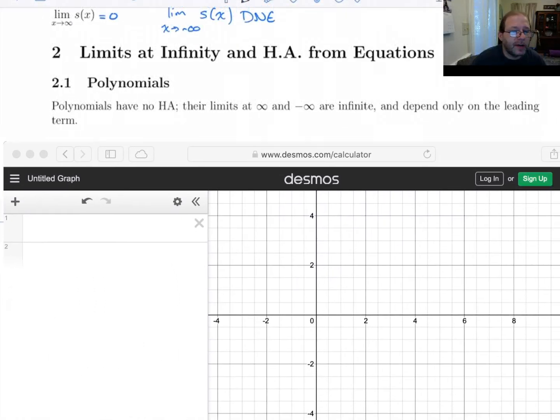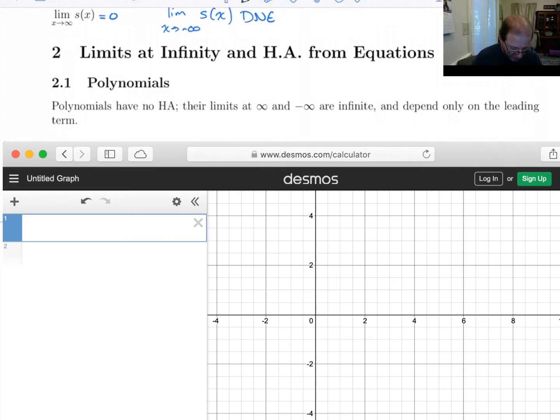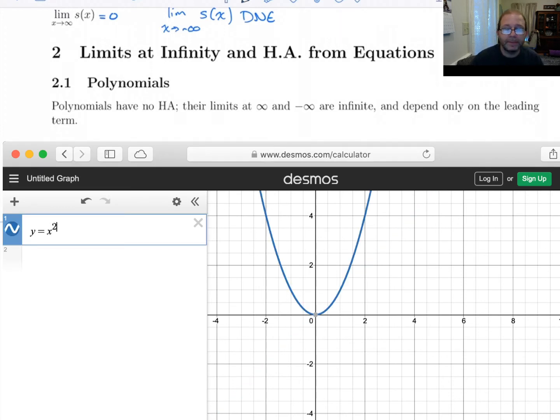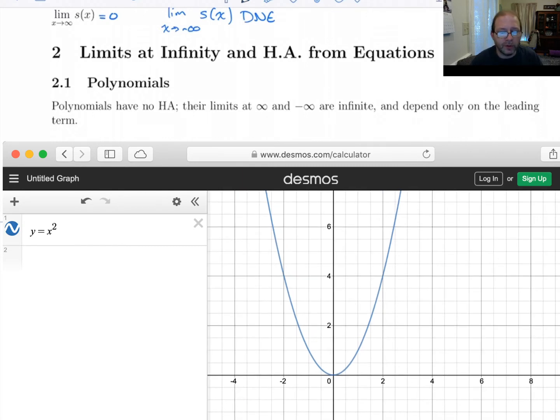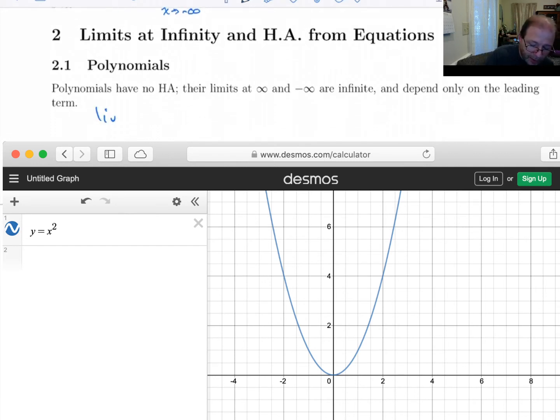So for example, if I graph a polynomial, let's just say x squared, if x goes to infinity or negative infinity, in both directions, it's going up. So this has no horizontal asymptote, and if you took the limit as x goes to infinity or negative infinity, it's going to be positive infinity. And if I change that infinity there to negative infinity, it's still true.